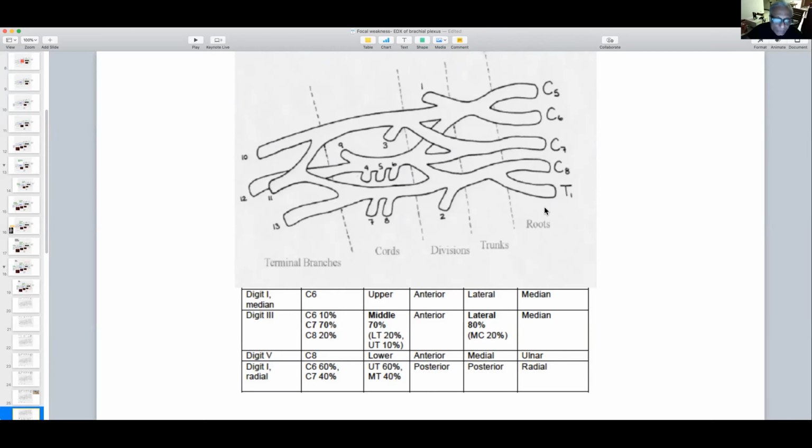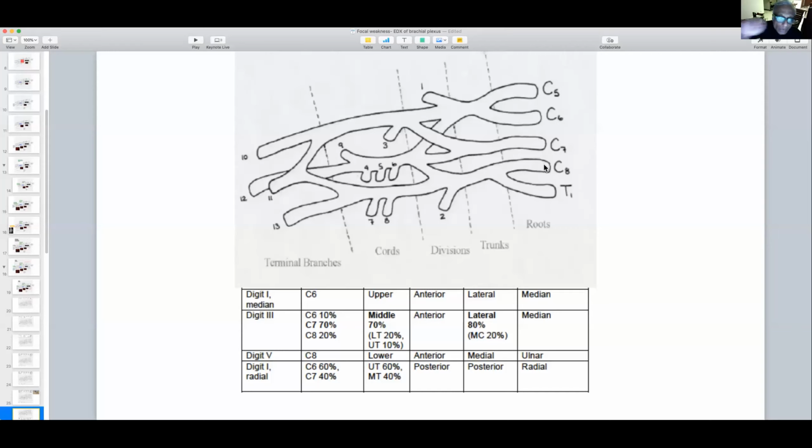Now, digit 2 that we often use for carpal tunnel is not so useful when we want to interrogate the brachial plexus, because 50% of the time it's coming from C6, 50% of the time it's coming from C7, digit 2. While we prefer digit 1, which is your thumb, because most of the time it's coming from C6, upper trunk, anterior division, lateral cord, and then median nerve.